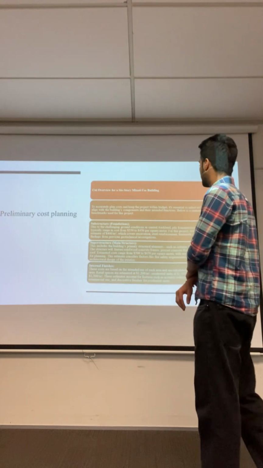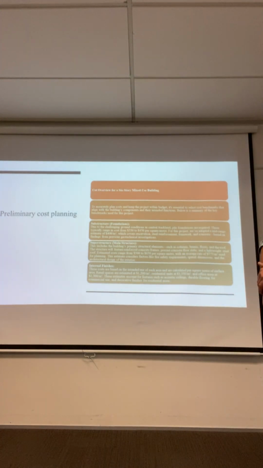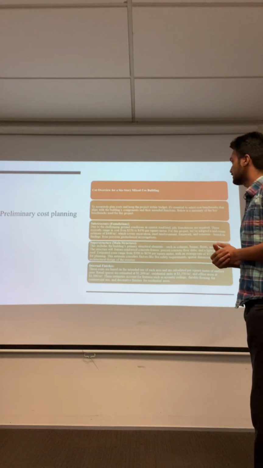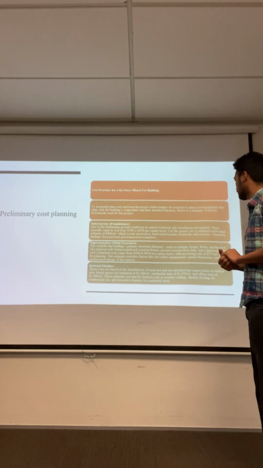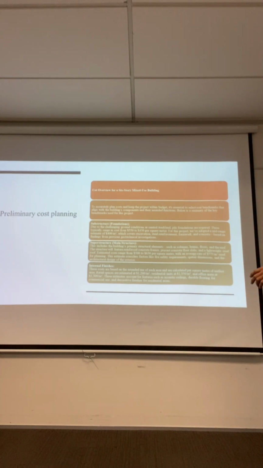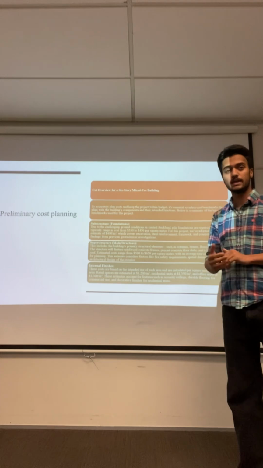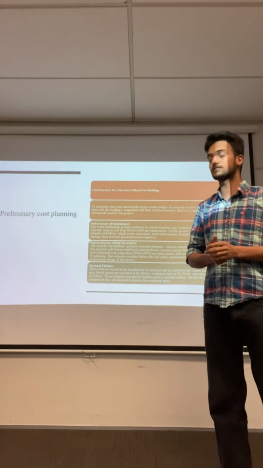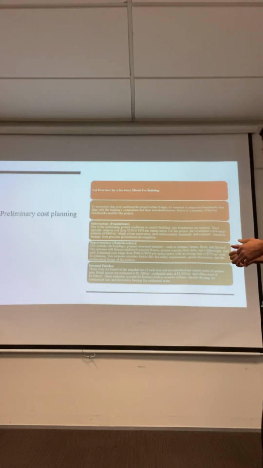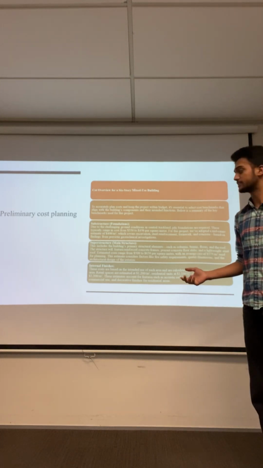This includes the building's primary structural elements such as columns, beams, floors, and roofs. The structure will feature reinforced concrete frames, precast concrete floor slabs, and a lightweight steel roof. The estimated cost ranges from $500 to $600 per square meter, with an average rate of $575 per square meter used for planning. The third one is internal finishes.